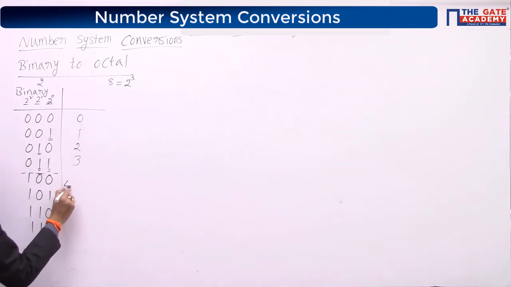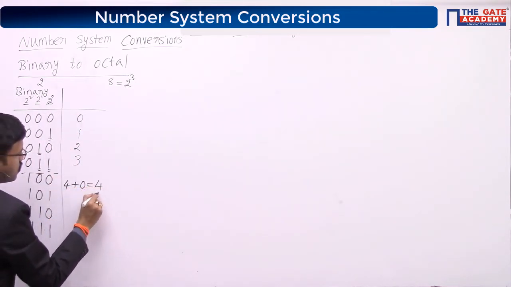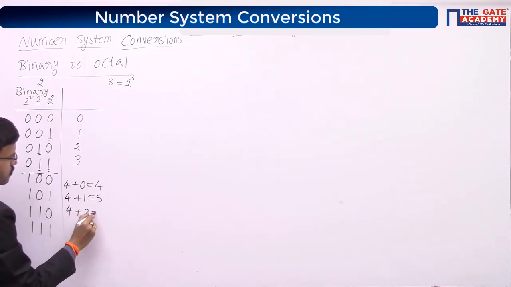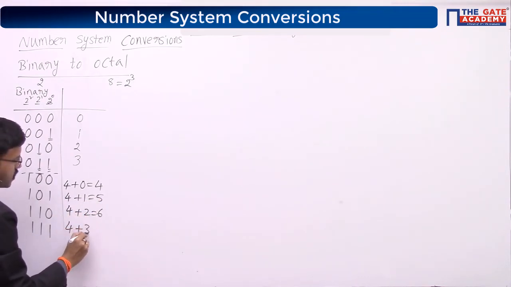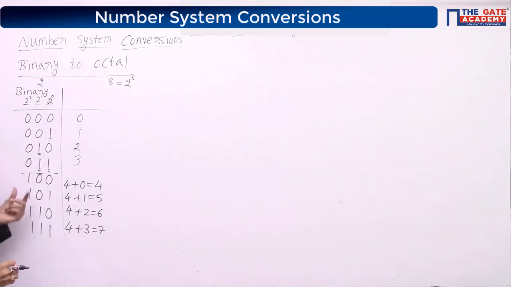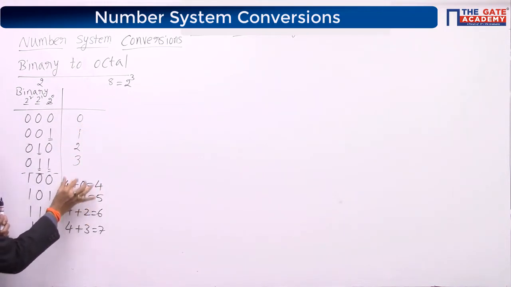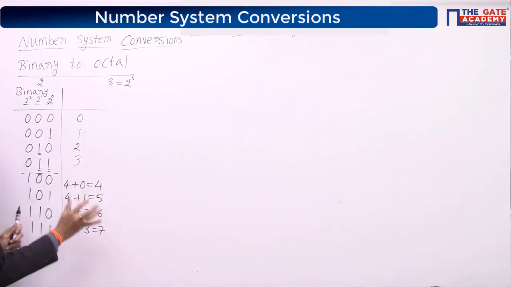4 plus 0 is 4. 4 plus 1 is 5. 4 plus 2 is 6. And then 4 plus 3 is 7. See here, this particular bit value is 1, so the corresponding position weight is 2 square, which is nothing but 4. For the remaining bit positions, I found the equivalent value earlier, 0 to 3. So I am adding 4 to these four combinations, and I get the equivalent value.